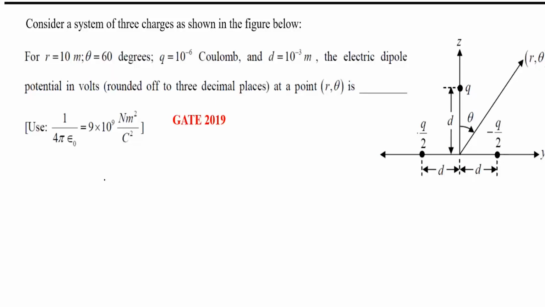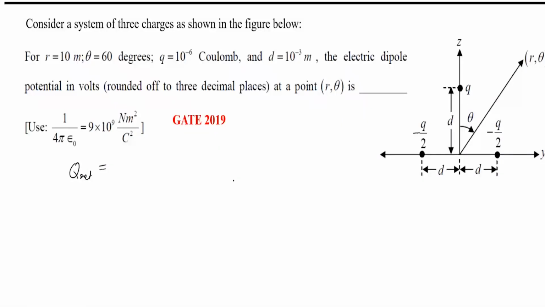Sir, we should find the net electric potential. No, you have to check the net charge. Whenever a system of discrete charges is given, you have to check the net charge. So what is the net charge here? I think this is minus. Yeah, this is minus. What is the net charge here?